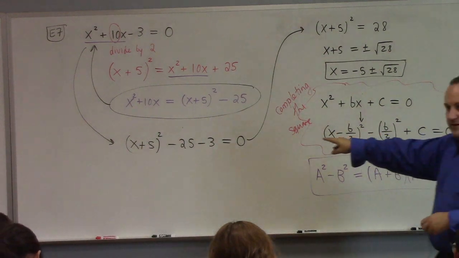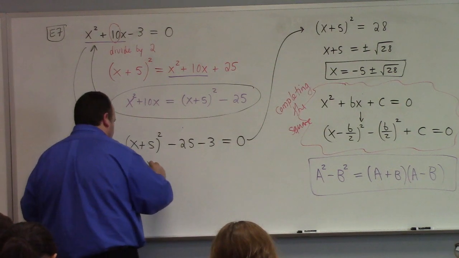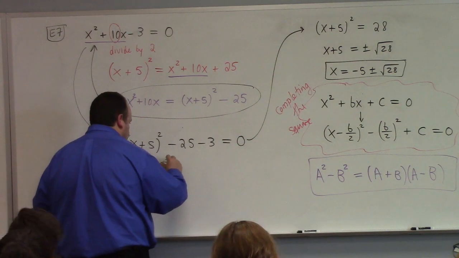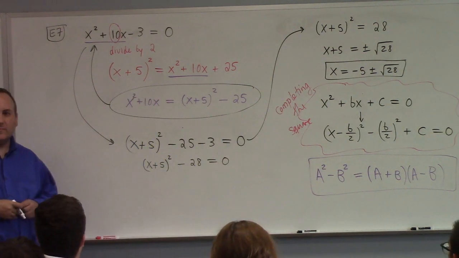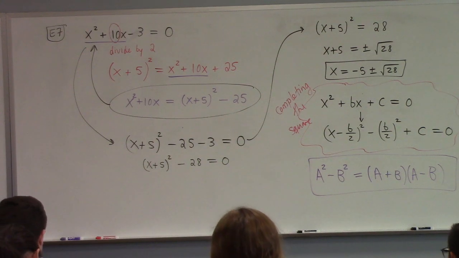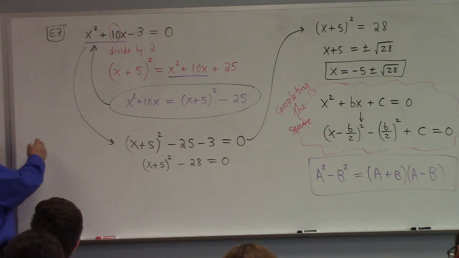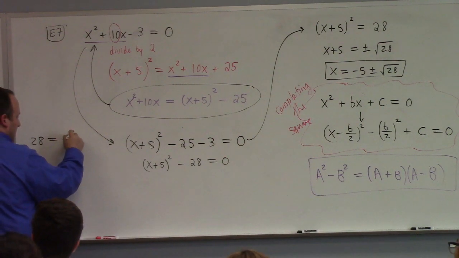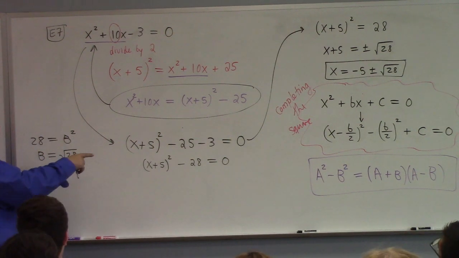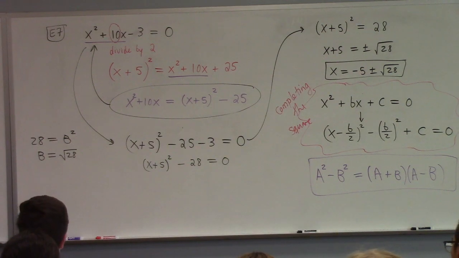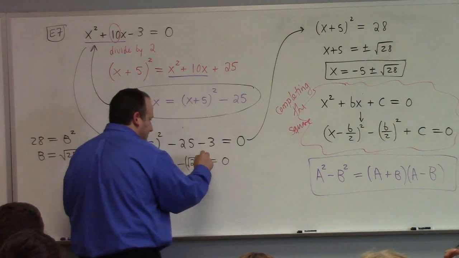If we look back to my completing the square step, see what happens here? We've got x plus 5 squared minus 28 equals 0. Now you say, well, that's not the pattern, that's not a squared minus b squared. How can I make 28 a square, like a b squared? I make b equal to the square root of 28. You just have to use your imagination. This is exactly the square root of 28 quantity squared.